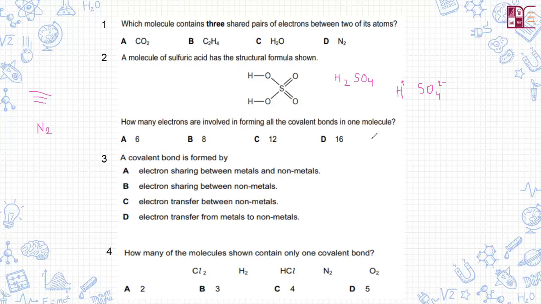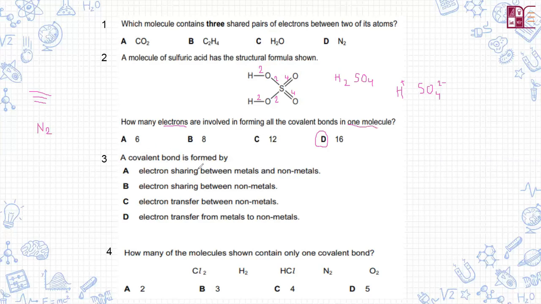So the answer for this one is that they're asking about the electrons which are involved, not the pairs. So you need to be very vigilant in this. One pair has two electrons. So two here, two here, two here, two here, and then 4 over here, and then 4 over here. So there's going to be 8, 9, 10, 11, 12, 13, 14, 15, 16. So there's going to be 16 electrons in one molecule, right?